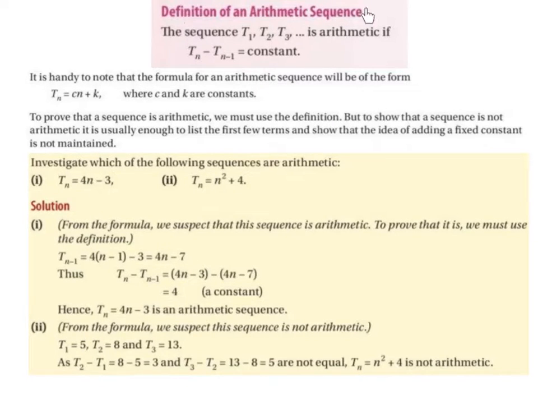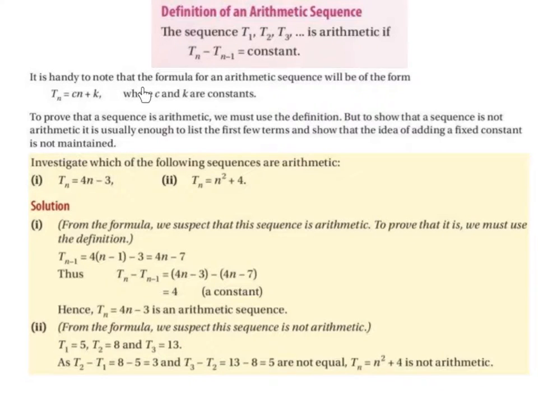Definition of an arithmetic sequence. The sequence t1, t2, t3, ... is arithmetic or linear if tn minus tn minus 1 is constant. Tn represents a term and tn minus 1 represents the previous term to that term. So if the difference of these is constant, then we have an arithmetic or linear sequence.